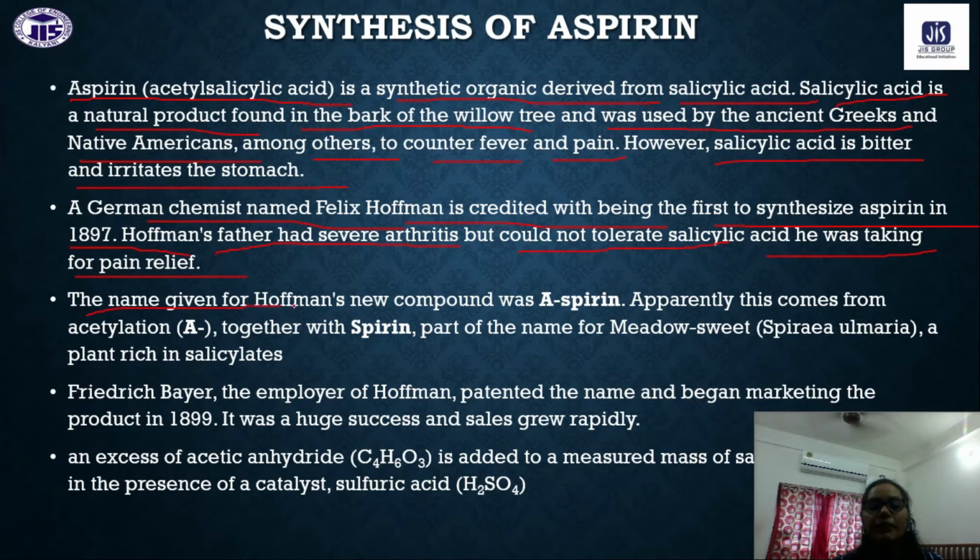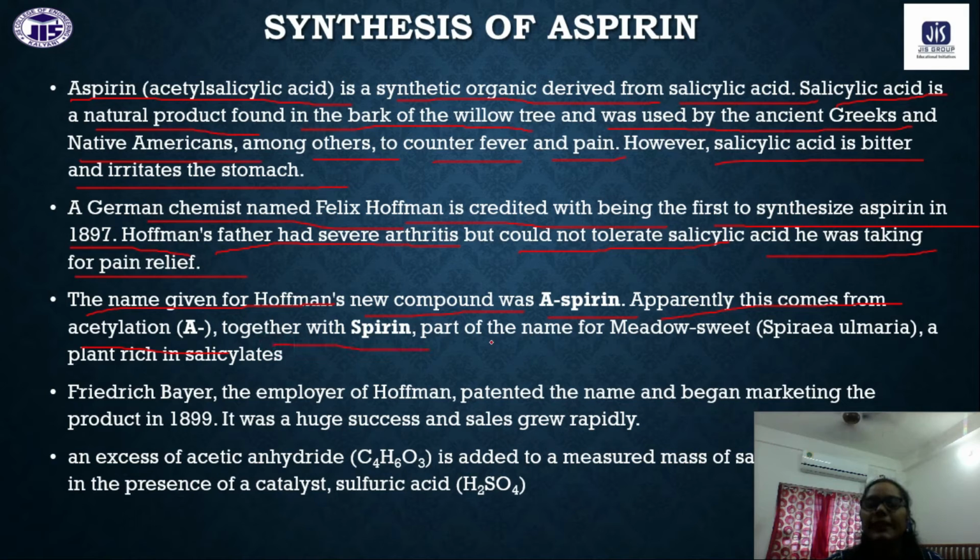The name given for Hoffmann's new compound was aspirin. Apparently this comes from acetylation. The A means acetylation. When we see the mechanism of how aspirin is synthesized, you can understand why he used the term A. So A is for acetylation. This is actually the reaction of acetylation.